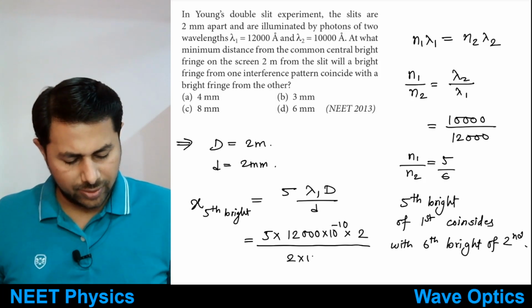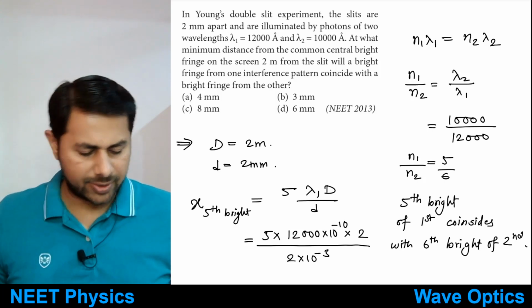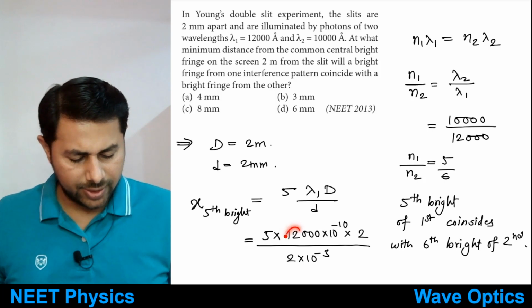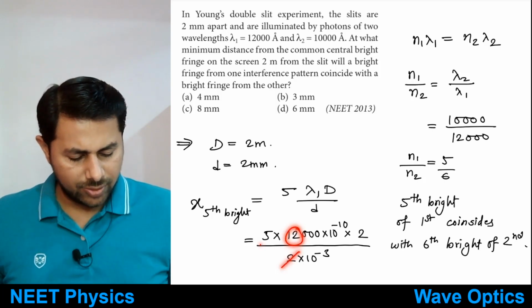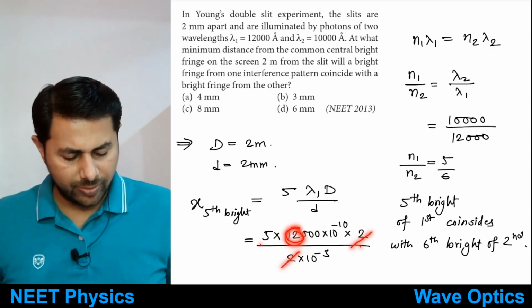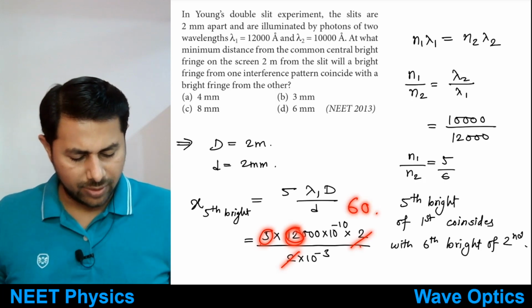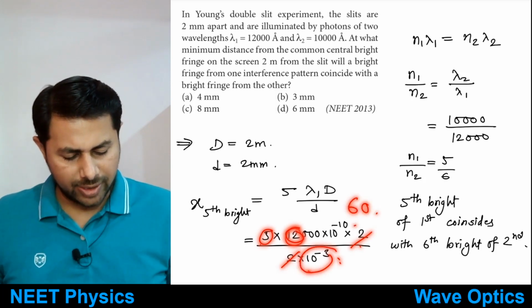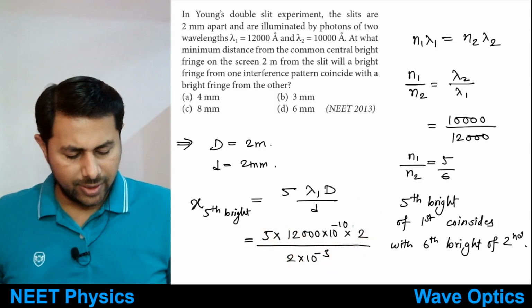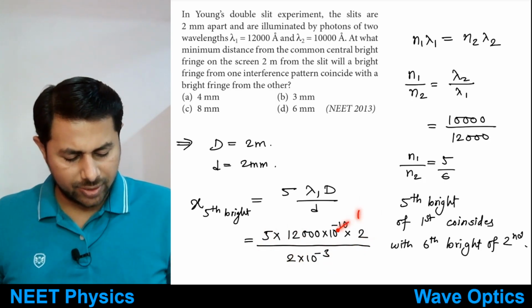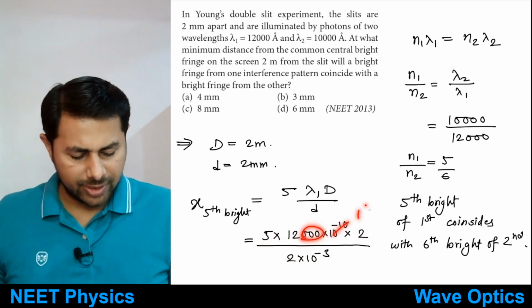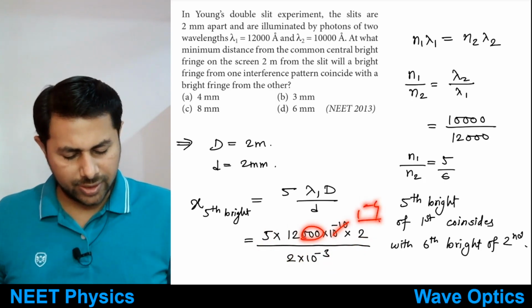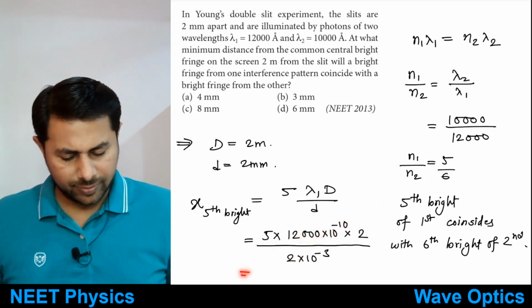Okay, so that is 2 into 10 raised to minus 3 in meters. So we just need to solve this. This 2 will get cancelled. We have 12, 5s are 60. 10 raised to minus 3 in the numerator will become 10 raised to plus 3, and this is 10 raised to minus 10. So it is 10 raised to minus 7. Minus 7 plus 3 is minus 4. So 60 into 10 raised to minus 4.